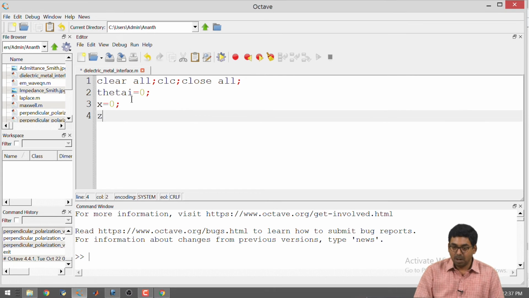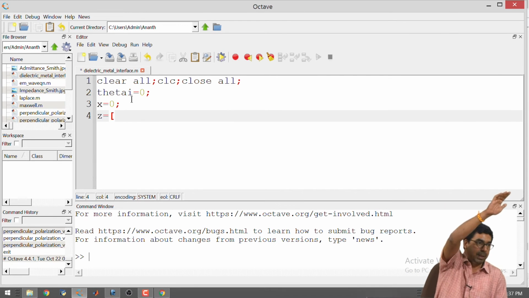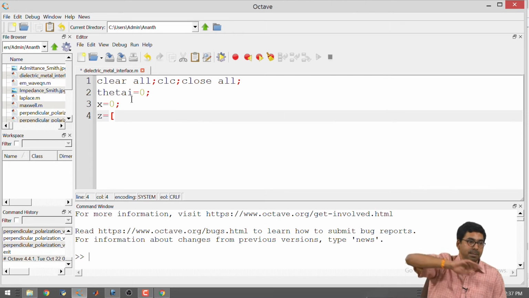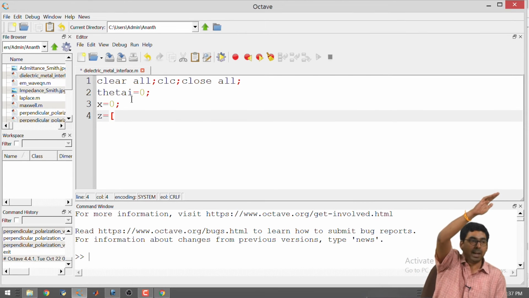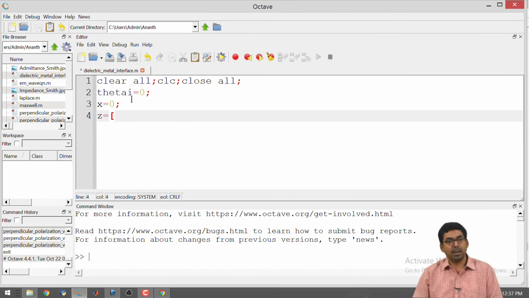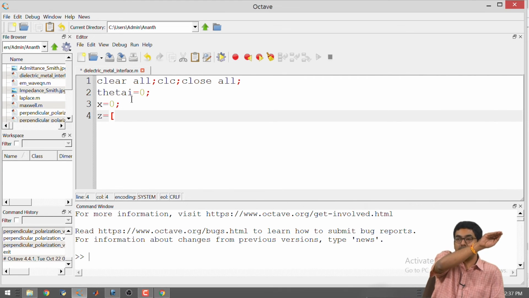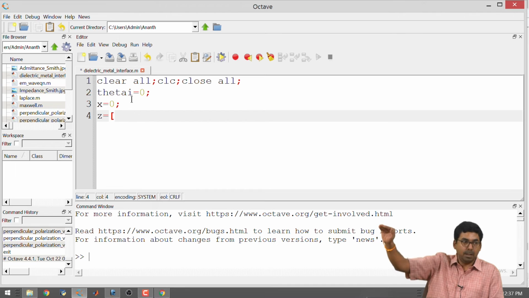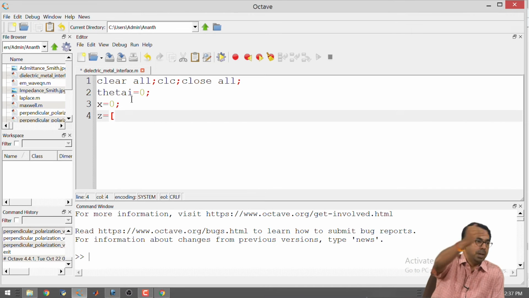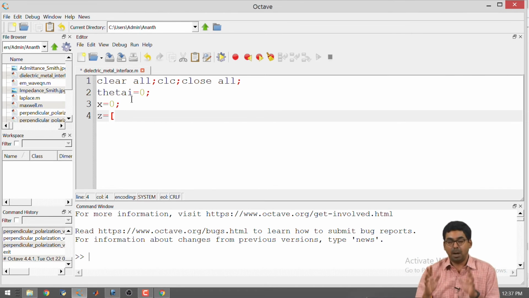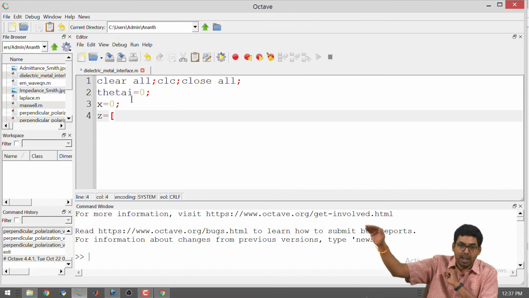Then I just want to understand the dependence on z, because the incident field is going this way and then going back this way. There is some travel in the positive z direction and then in the negative z direction. I would like to understand what is happening. Since I have assumed theta I to be equal to 0, the incident wave will go normal to the interface, and then it is going to travel back. So, I just want to plot the total fields as a function of this z in the dielectric.